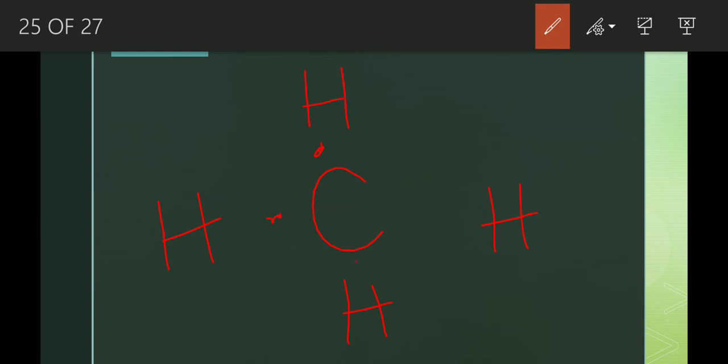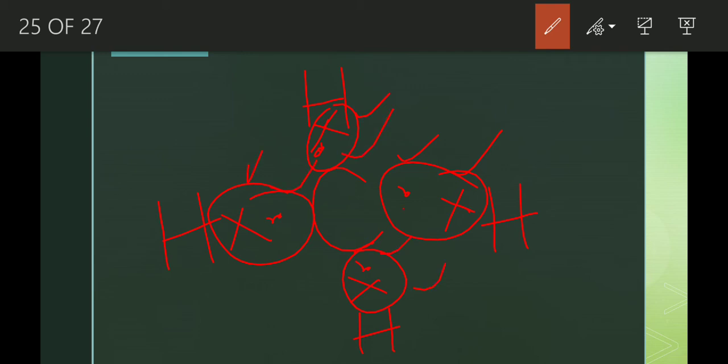Again carbon has 4 electrons in its valence shell and hydrogen has only 1 electron in its valence shell. Right. Hydrogen has only 1 valence electron. Now carbon requires 4 extra electrons to attain octet. 2, 4 is the electronic configuration. So 4 plus 4 is 8. And hydrogen requires extra 1 electron to attain duplet. See, hydrogen has 1, 2, attain duplet. And carbon 1, 2, 3, 4, 5, 6, 7, 8.